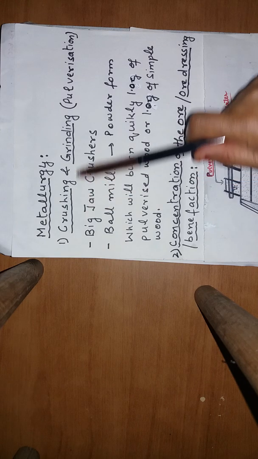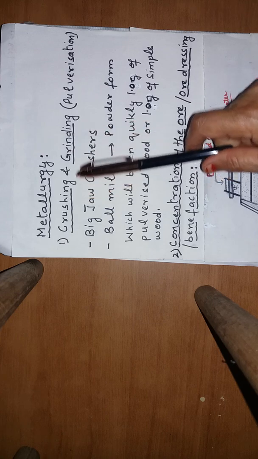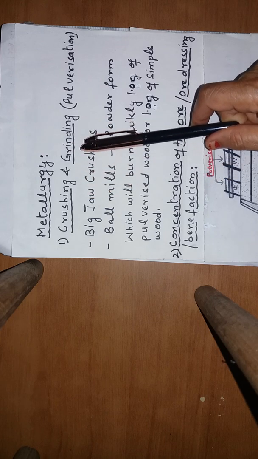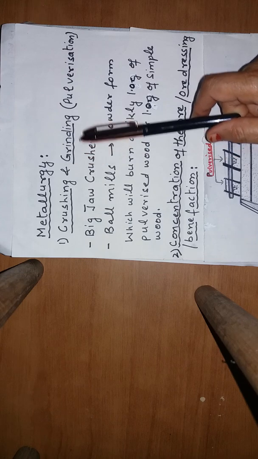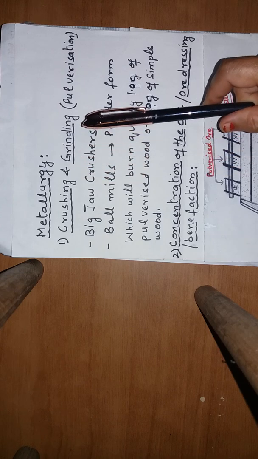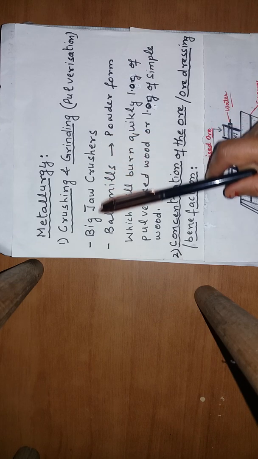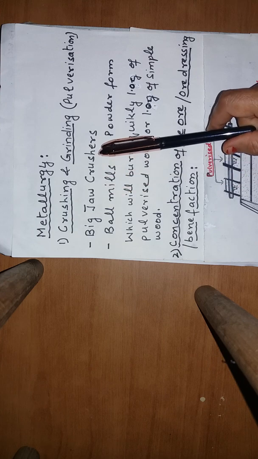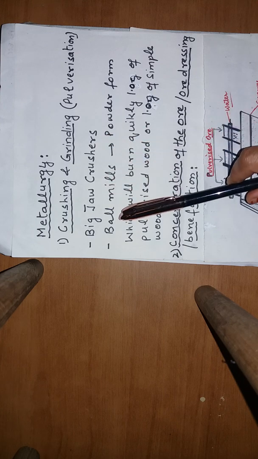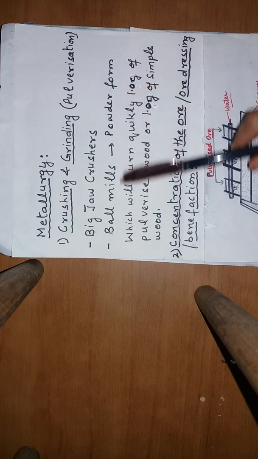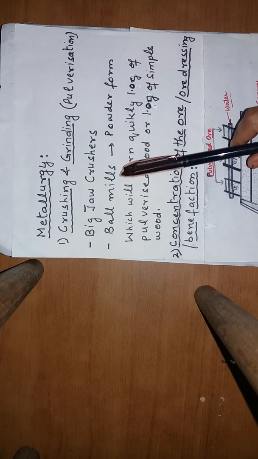When we take the ores from the mines, they are in the form of big lumps, and then those lumps are crushed in the big jaw crushers, and then the ore is converted into the powder form in the ball mills. Why do we convert the lumps of the ores into the powder form? Because powder form has a large surface area and hence the reaction is fast.